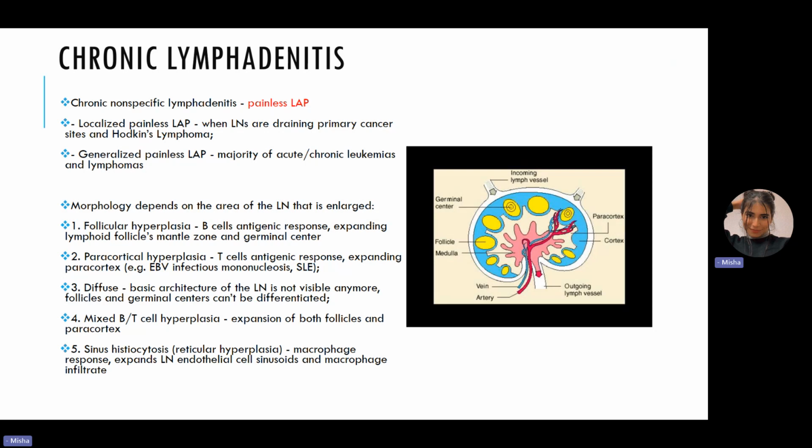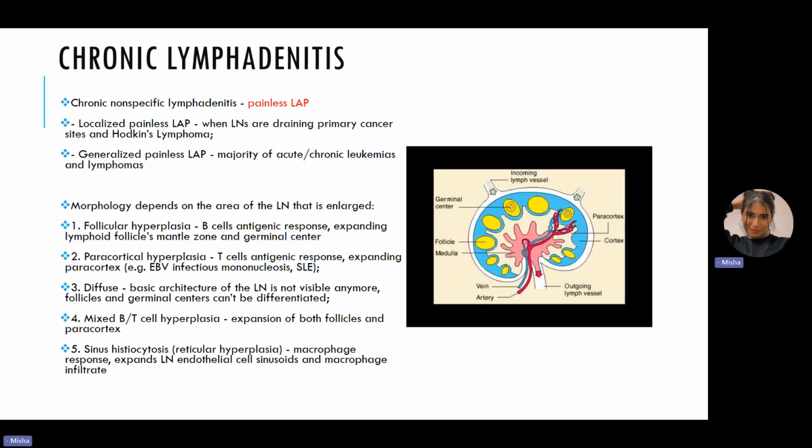So the CD4 and dendritic cells, for example, and here we can see tingible body macrophages. So tingible body macrophages are like B cell debris from the apoptosis. Okay. Furthermore, we can talk about paracortical hyperplasia. This is a T cell antigenic response. The follicular hyperplasia was a B cell antigenic response. Paracortical hyperplasia is a T cell antigenic response, and it is expanding the paracortex.